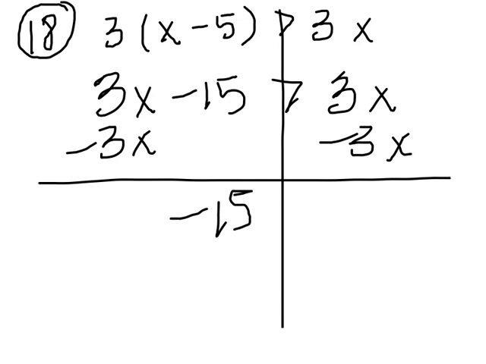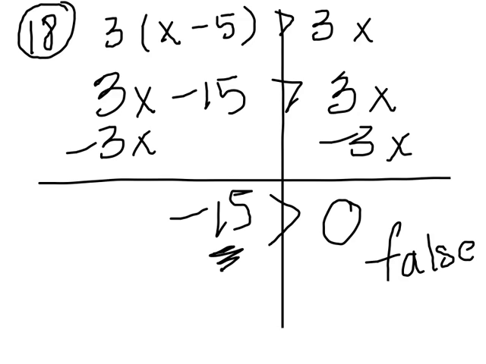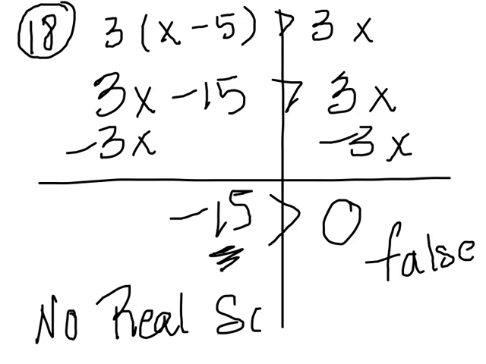Negative 15. Oh, do we need to flip that inequality sign because we subtracted? Nope, we only flip when we divide and multiply. And remember, 3x minus 3x is going to give us a 0. Now, is negative 15 greater than 0? Nope, it is not. This is a false statement. So that means we have no real solutions.